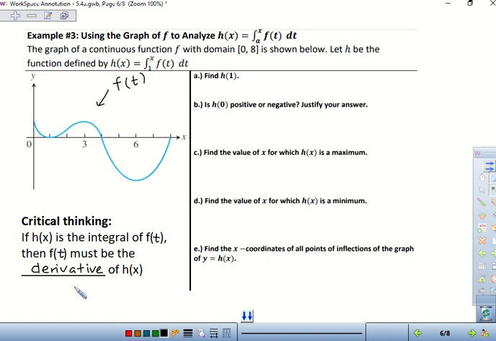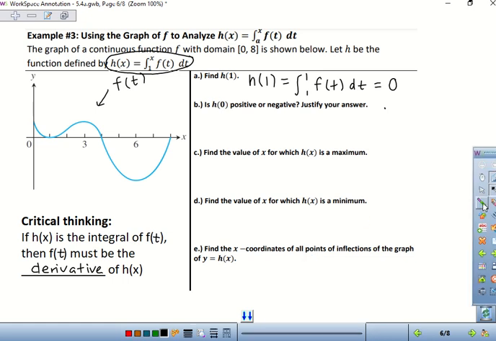All right, so it wants us to find h of 1. Now the issue is this is not the graph of h, this is the graph of f. So what we can do is we can use this right here. If it tells me h of 1, what do you think I should do with all the x's? Turn them into a 1. It would be 0, right? Because the integral of anything to itself is always 0.